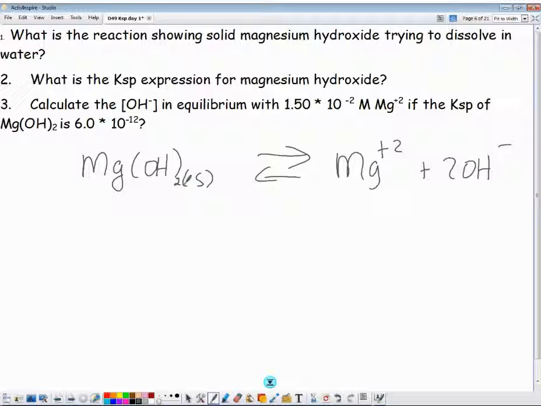Okay, now we're not going to need an ICE chart, so I'm not going to do an ICE chart here. But I will tell you up front that if I did an ICE chart here, because I have a 2-to-1 situation going on, the Ksp would be equal to 4x cubed. Kind of good for you to know the 3 I've taught you today: x squared, 4x cubed, 27x to the 4th. Just good for you to know that those are the 3 possibilities. But we're not going to use that today. The Ksp expression is going to be this. Ksp is equal to, and Michael, give me the Ksp expression for this.